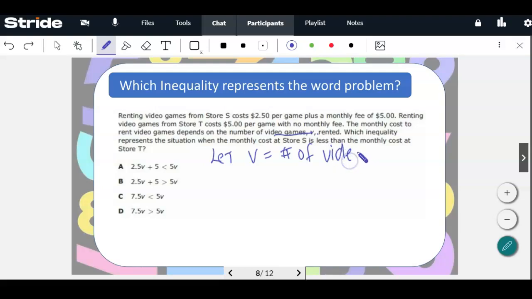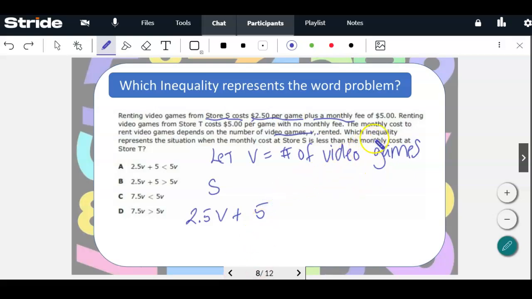I'll just put video games. I could just put games, I guess. But so let's look at Store S. So I'm going to put S here. And so for Store S, it costs $2.50 per game. So we don't know the number of games, so we have to use that variable. So $2.50 times the number of games V plus a monthly fee of $5.